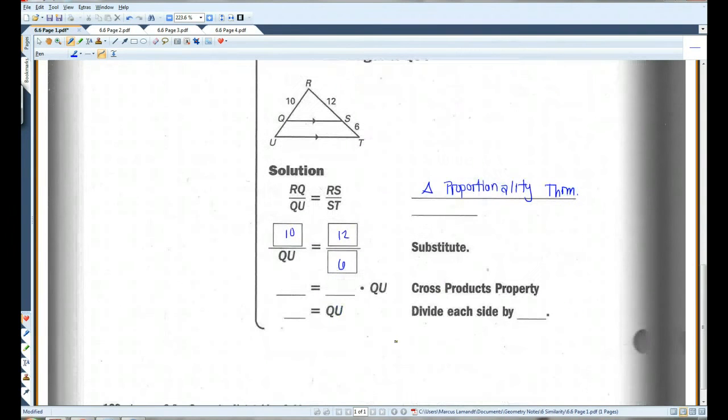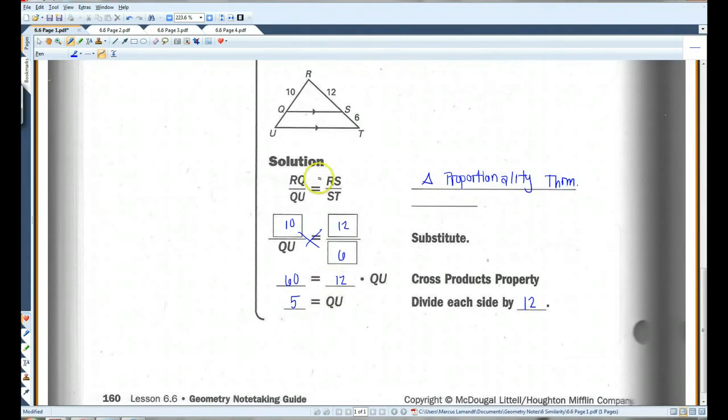Okay? So we can cross multiply. I've got 60 equals 12 times QU. If I divide both sides by, sorry, not 60, divide both sides by 12. 60 divided by 12 is 5. Alright. Let's go on to page 2.